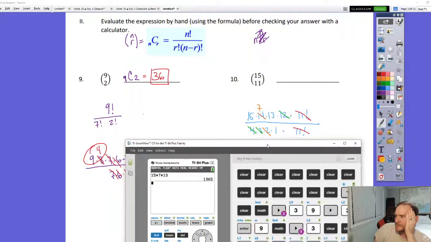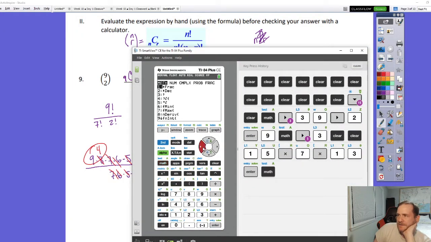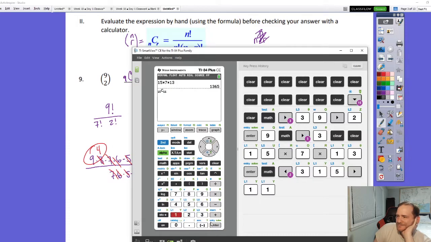1365. Good for me. All right, and I can really double check myself if I just go math, probability, calc. What do we do? 15 choose 11. And 1365. So we know we're right.